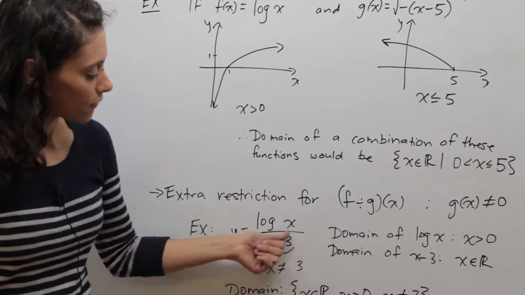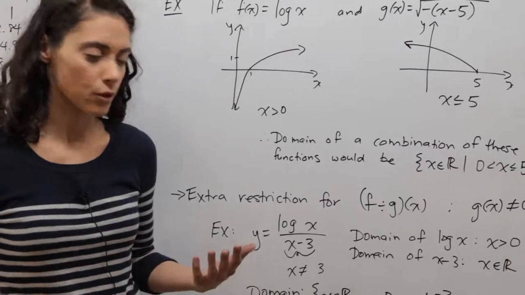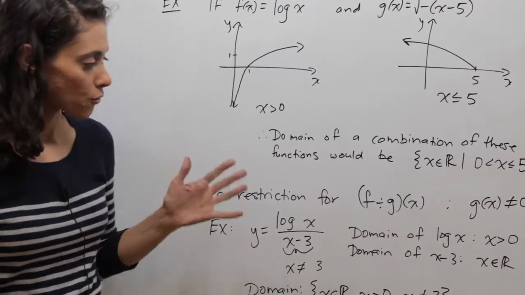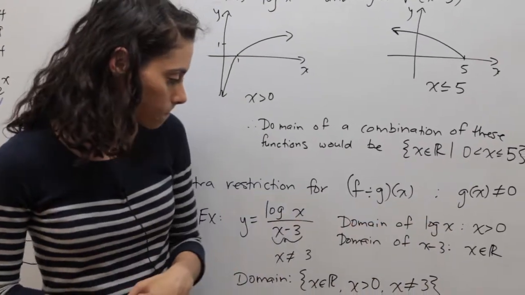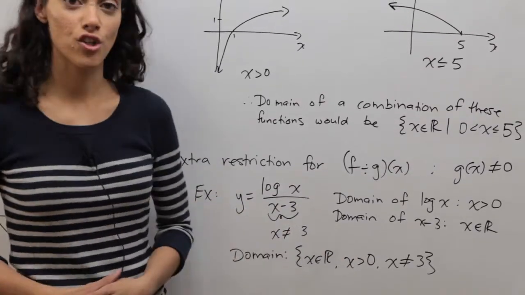No restrictions on this function on its own, but because it's in the denominator, I have to make sure it never equals 0. So we add one more restriction, x cannot be 3. So the intersection of their two domains is x is greater than 0. And then we add this extra restriction, x cannot be 3, because we want to make sure the denominator never equals 0.